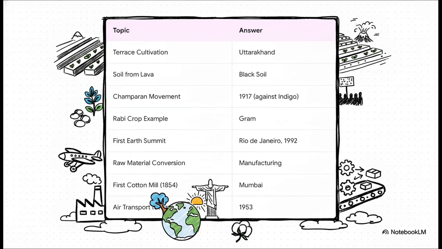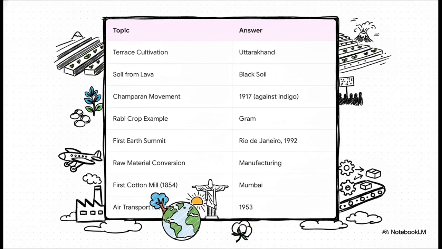First up, agriculture. Terrace cultivation is what you see in hilly places like Uttarakhand to prevent soil erosion, and gram, or chickpea, is a classic rabi crop. Now for a bit of history. The Champaran movement in 1917 was a major farmers' protest against being forced to grow indigo.